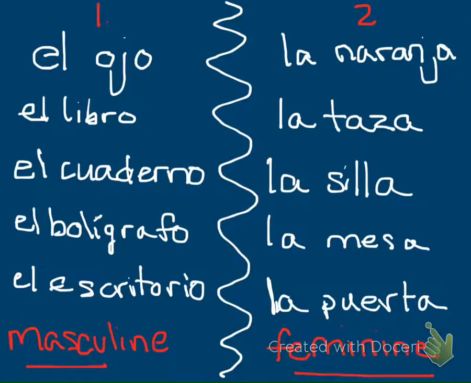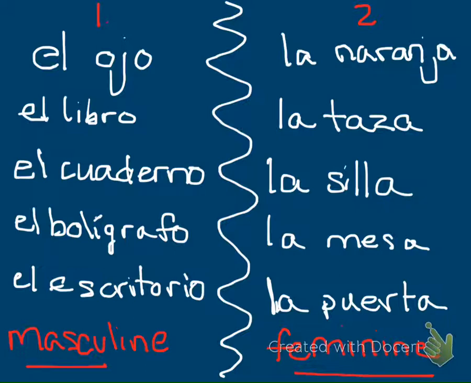So let's take a look. What do you see here? What's different about group 1 from group 2? El ojo means the eye, el libro, the book, el cuaderno, the notebook, el bolígrafo, the pen, el escritorio, the desk, more like a teacher's desk.